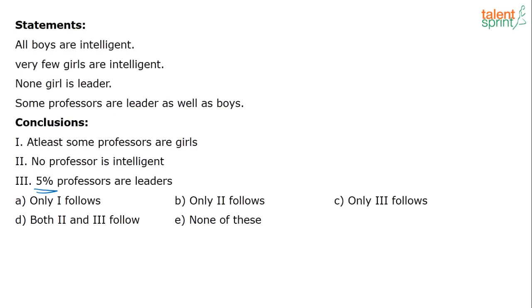So if any percentages are mentioned in the question, take it as some. Unless it is 100%, then you take it as all, right? It is completely everybody. 100% is everybody. Generally, other than that, any percentage that is given, just take it as some.